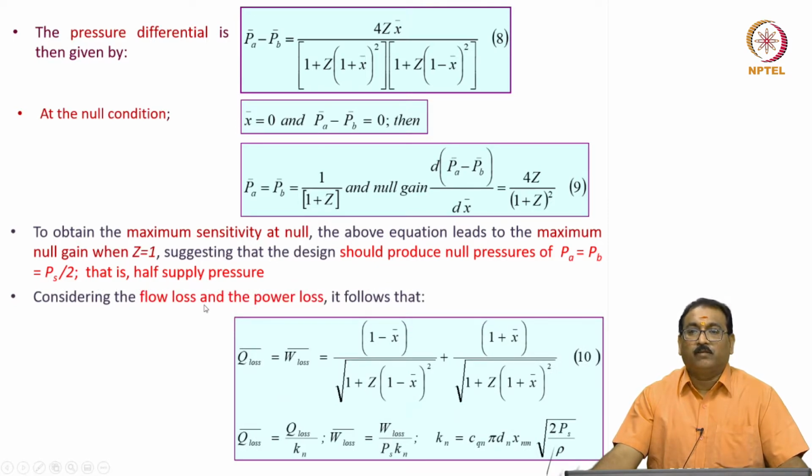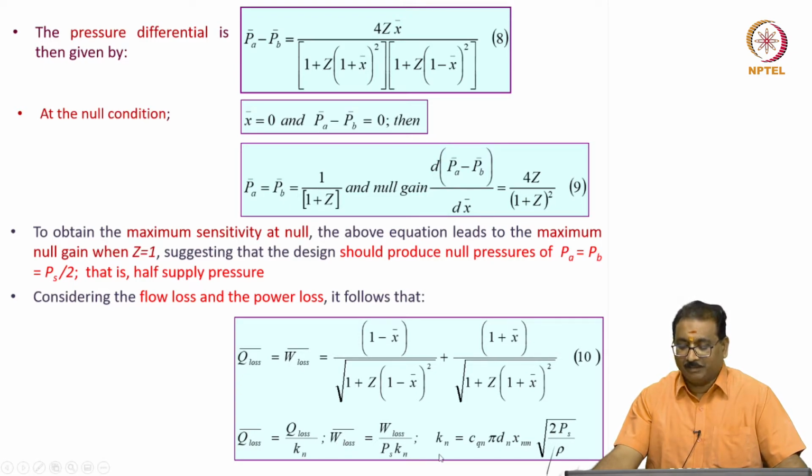Considering the flow loss and power loss, it follows that the flow loss Q bar equals W bar loss equals 1 minus x bar, the thing 1 plus Z 1 minus x bar. Here it will be the same, plus, correct, as I have told, symmetry is there here. Then Q bar loss equals Q loss by Kn, W bar loss equals W loss by PS into Kn. Kn is CQN pi dN xnm root of 2 PS by rho.